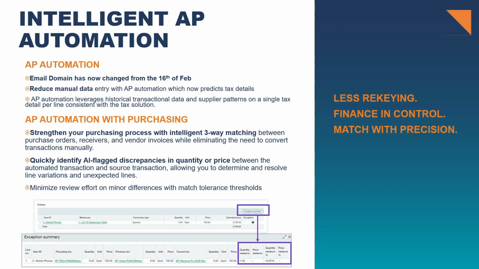Best practice in this is to allow the automation to handle those repeatable scenarios whilst keeping review of those workflows in place for exceptions, supporting a move towards validation rather than that manual entry. And the next update is in accounts payable automation with purchasing.